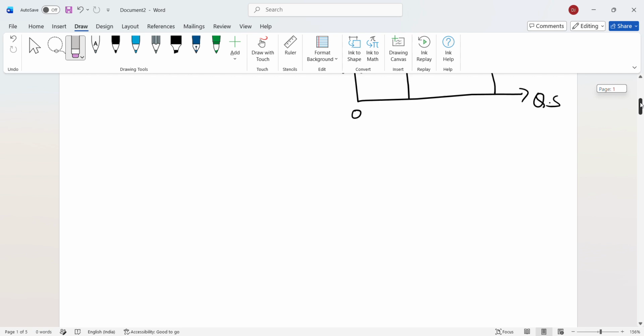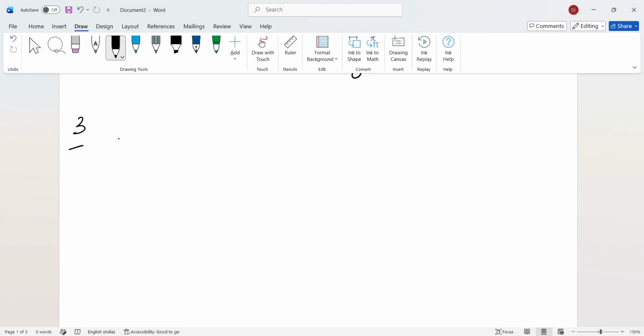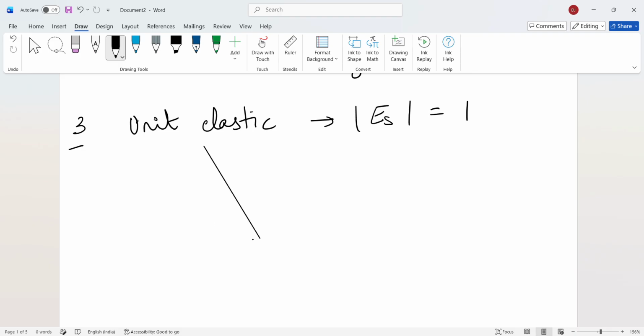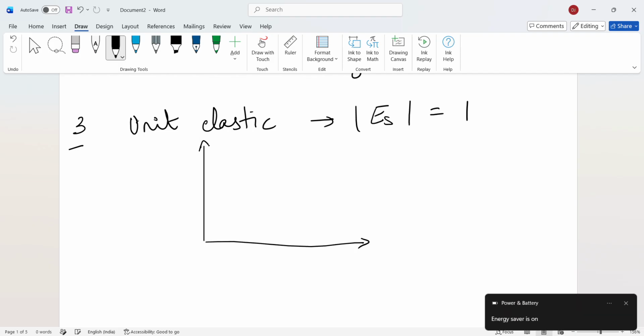Now the third one is more of a theoretical one. In everyday life, I really cannot say that for these quantities, the elasticity would be this. So the third one is unit elastic. That basically means that the elasticity of supply is exactly equal to 1. So whatever the percentage change in price, that matches the percentage change in quantity supplied.